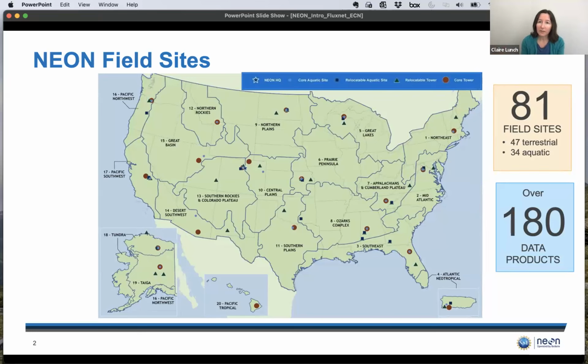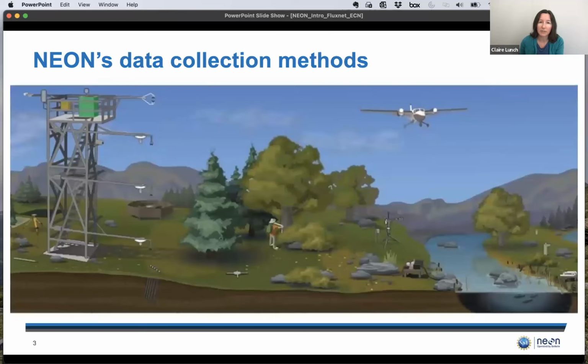But fluxes are not the only thing that NEON measures. So in total, NEON is collecting more than 180 data products. And I'm just going to give a general overview of what those data products are. I obviously don't have time to go into detail on 180 data products, but I'm happy to take any questions about specific data.